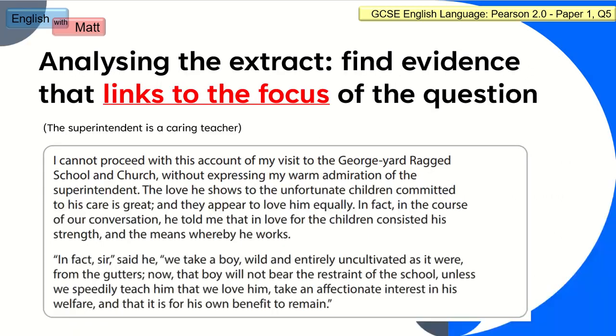So going back to the extract, we need to find 3 bits of evidence in this extract that proves that the superintendent is a caring teacher. So I'm going to read it and then I'm going to pause the video and you can find your 3 bits of evidence.